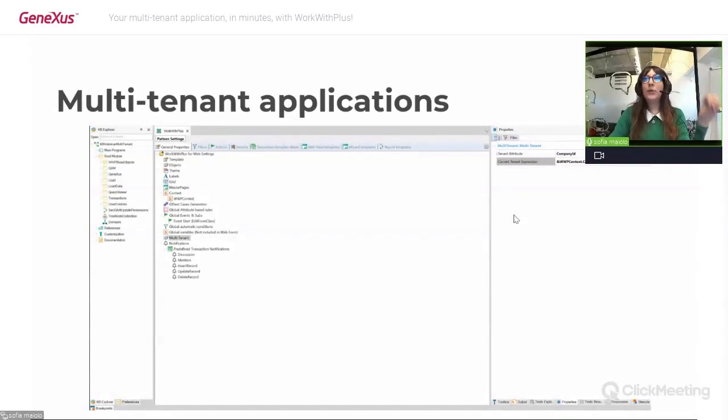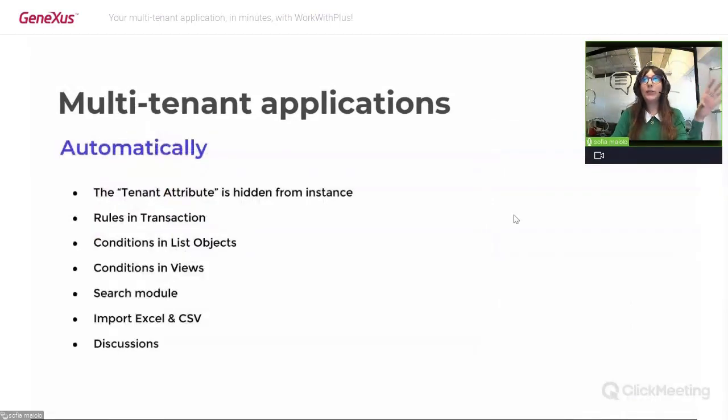Once we have set this up in WordPress settings, WordPress will automatically do a lot of things. In particular, it will hide the tenant attribute from the instance, because the company ID is not something we want to see in every instance. It's not useful for the user, because the user already knows its company, so it makes no sense showing this to the user.